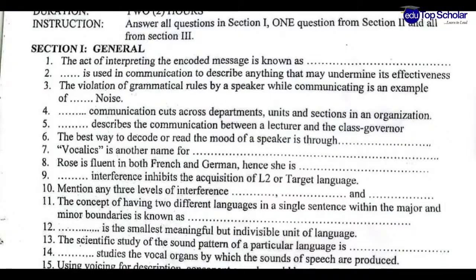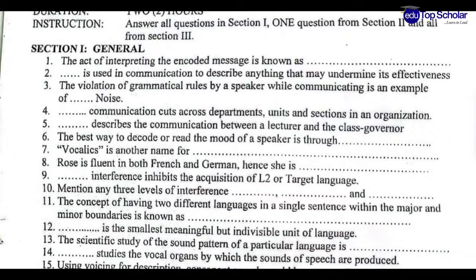Question number 5, dash describes the communication between a lecturer and the class governor. What type of communication is that? From my explanation, communication between a lecturer and the class governor. That is interpersonal communication. Only two people are involved. Interpersonal communication. Okay, number 6, the best way to decode or read the mood of a speaker is through.